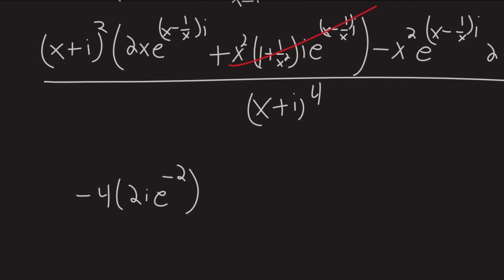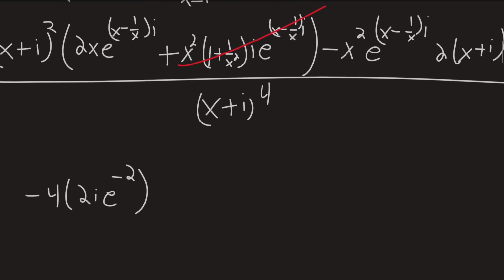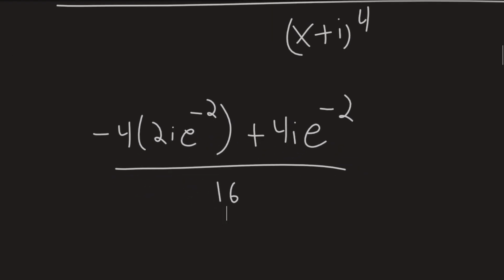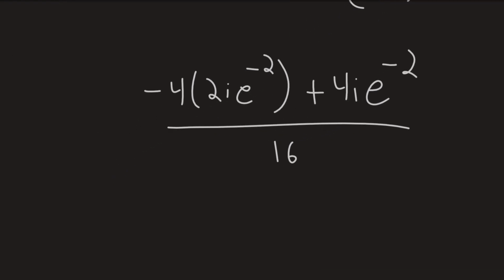Anyway, so we have negative 4 times 2i e to the negative 2, and then we just need to do this next one. So we have minus x squared, so minus i squared, so that's just going to be plus. And then I'm going to do this bit right here next. I'm just going to have plus 4i times e to the minus 2 again, divided by 2i to the 4, which is going to be, what's that, I believe 16? Yeah, because i to the 4th is just 1. So this right here is just equal to our residue at i.